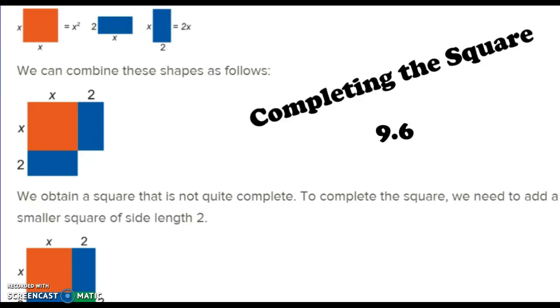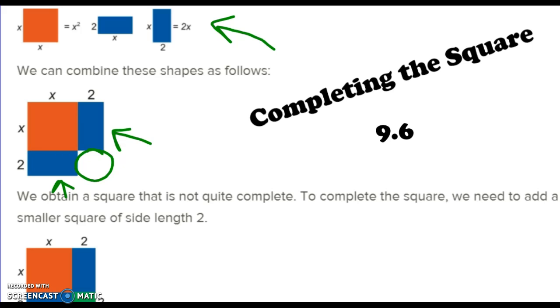Section 9.6 is called completing the square. In order to complete the square, basically what we're finding is, if you look at this top equation, we're finding all of these little pieces, and then what we need to find is that missing piece on the bottom.